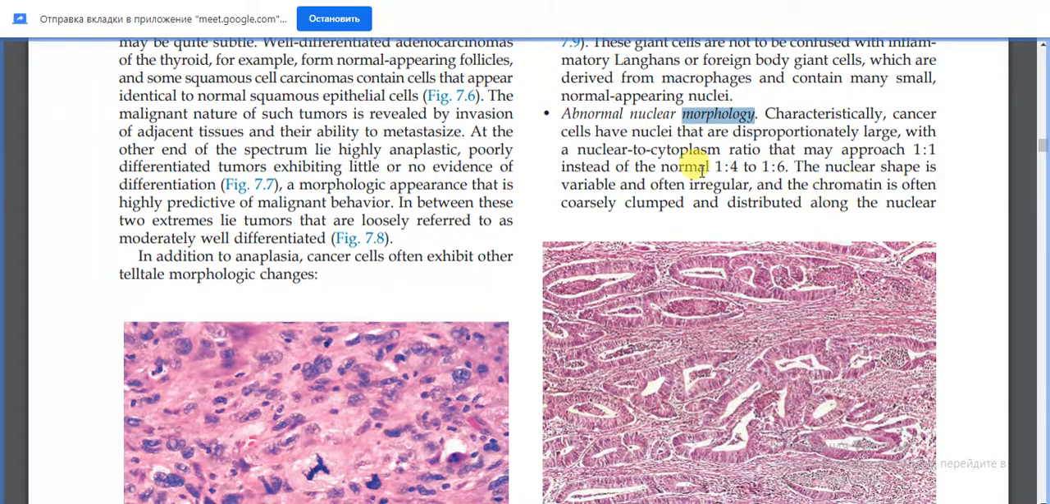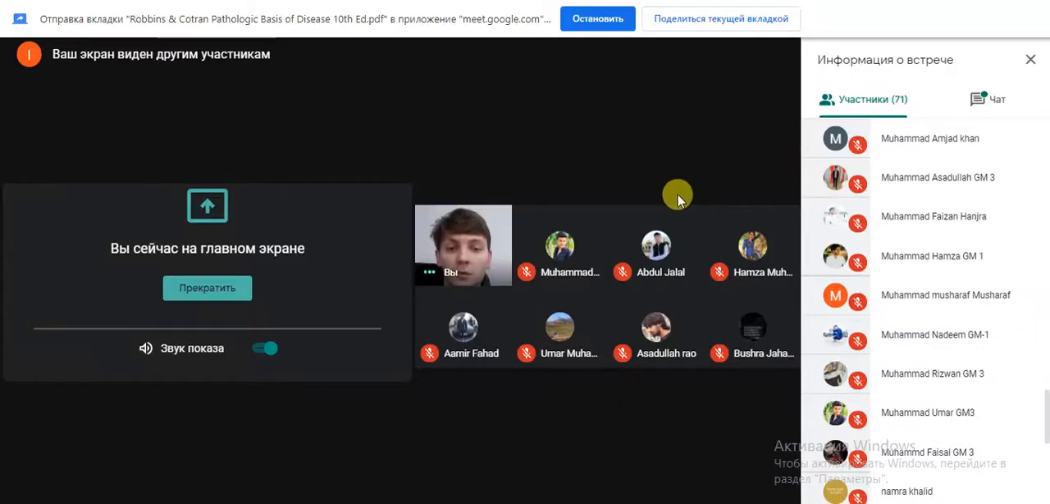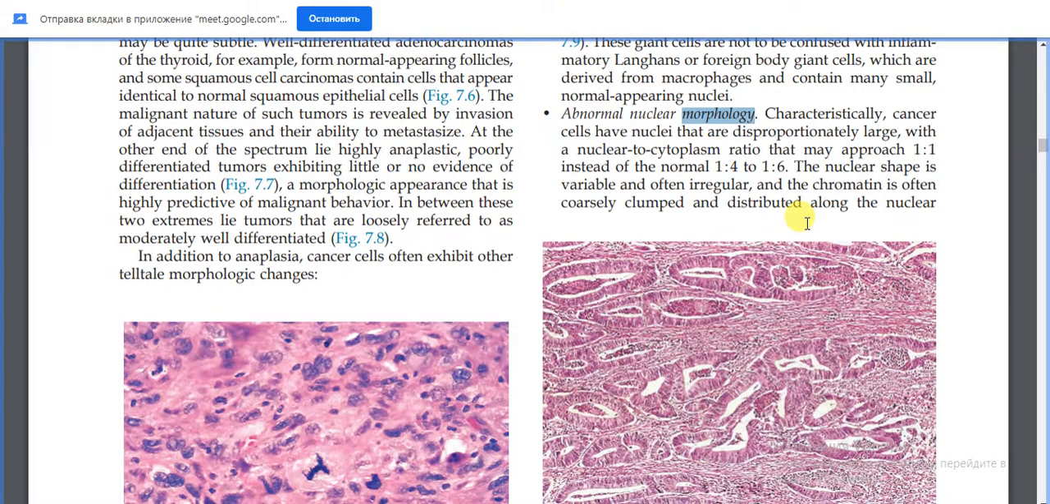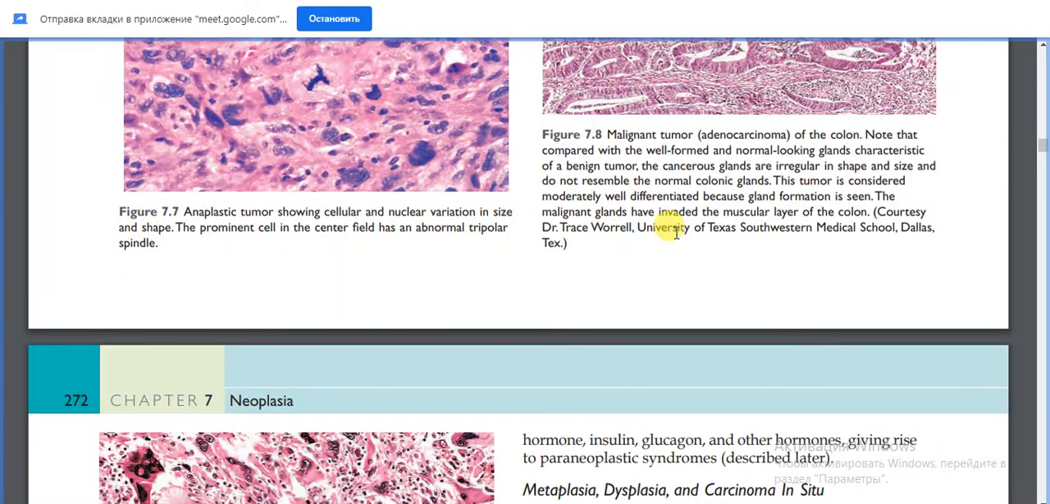Nuclear shape is variable and often irregular, and the chromatin is also affected. I said something about the Warburg effect. The Warburg effect is a process where mitochondria are not producing ATP, but are more responsible for producing amino acids or carbohydrates. Due to this, the cells are able to produce more substances for cell division. That's the Warburg effect.